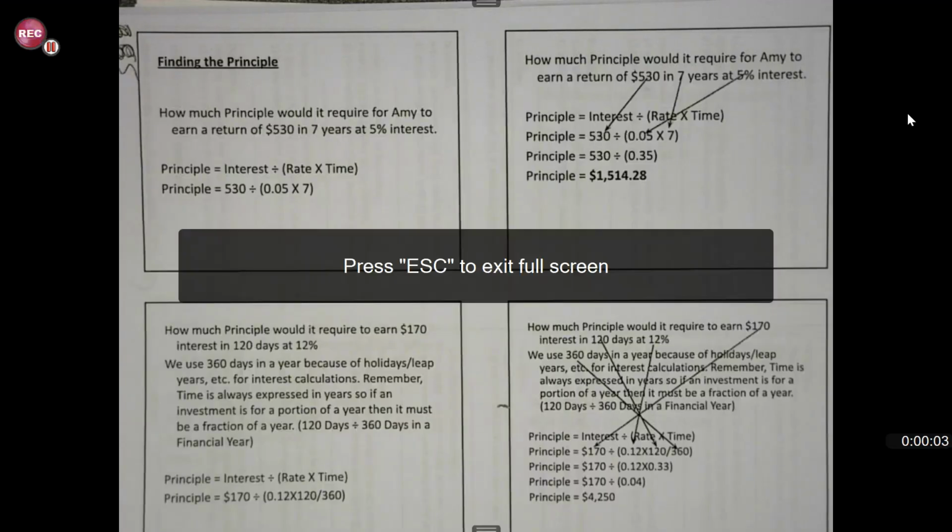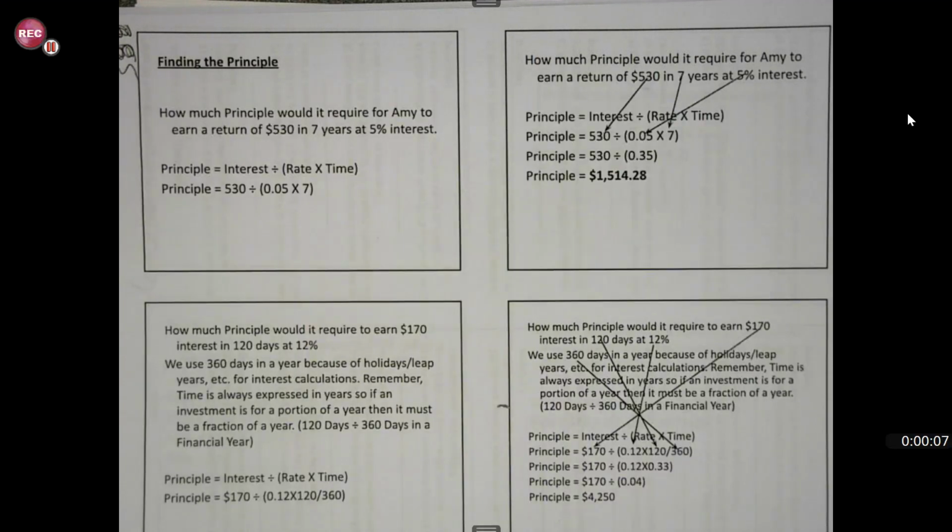We are. All right. So day 2 of some things with simple principal. How much principal would it require for Amy to earn a return of $530 in 7 years at 5% interest? Why would I want to figure it out that way? Maybe there's something I'm needing to purchase down the road. Maybe I'm doing a down payment on a house or a car or something. Now, 7 years is a long time to think ahead, but for something shorter, this might make sense.